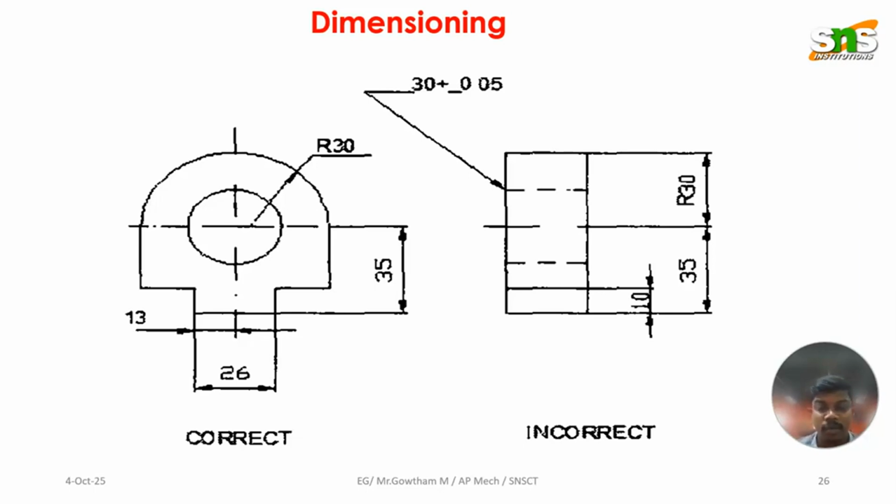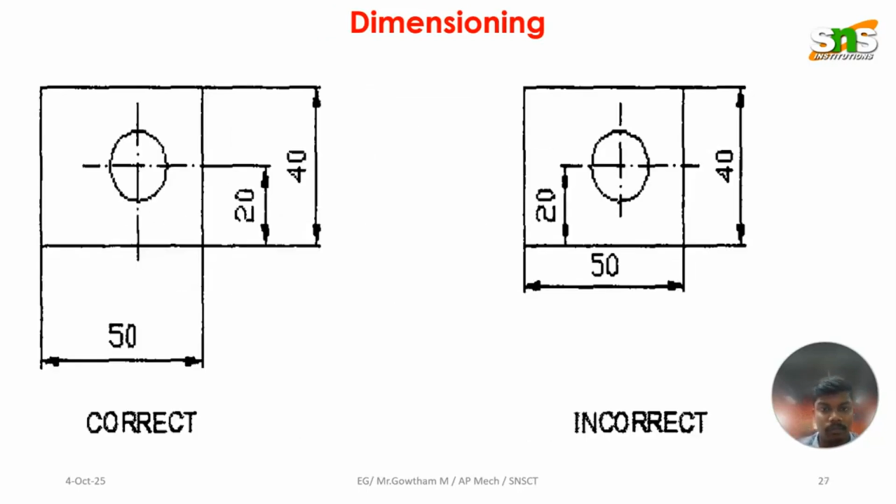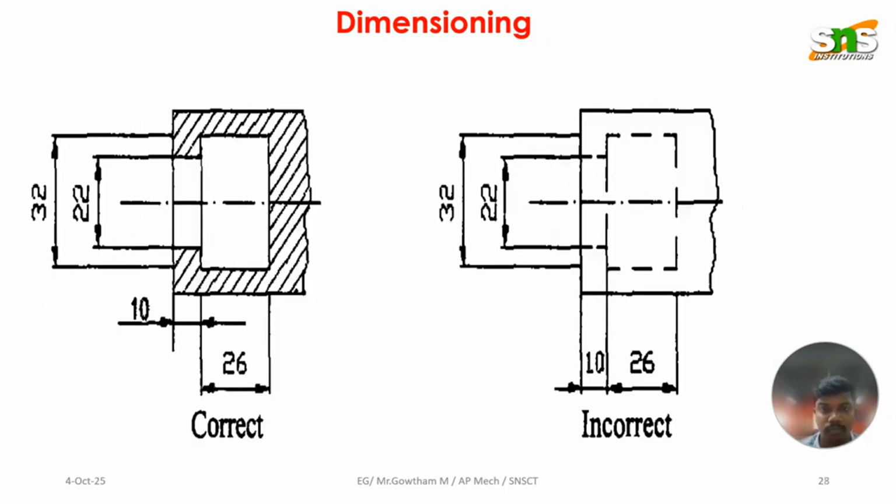Because the dimension should be placed outside of the part, outside of the diagram. Can you understand? Outside of the diagram, the dimension should be mentioned. The same problem here. The correct dimensions are outside of the diagram. Here is the second diagram, which has them inside of the diagram.